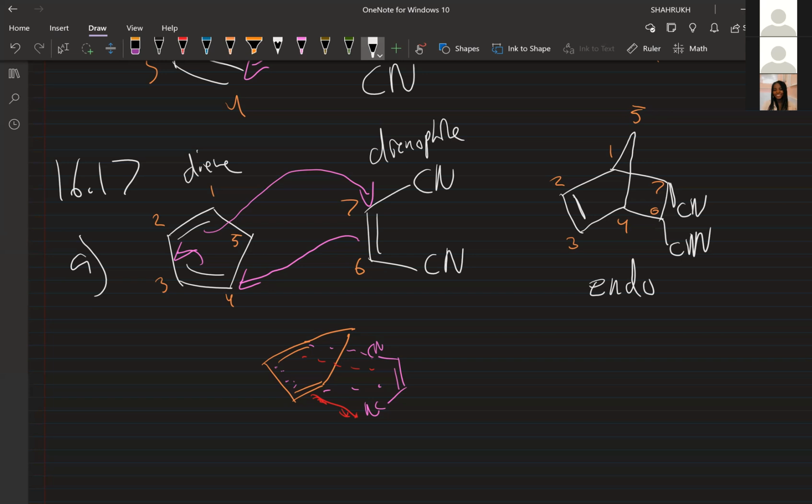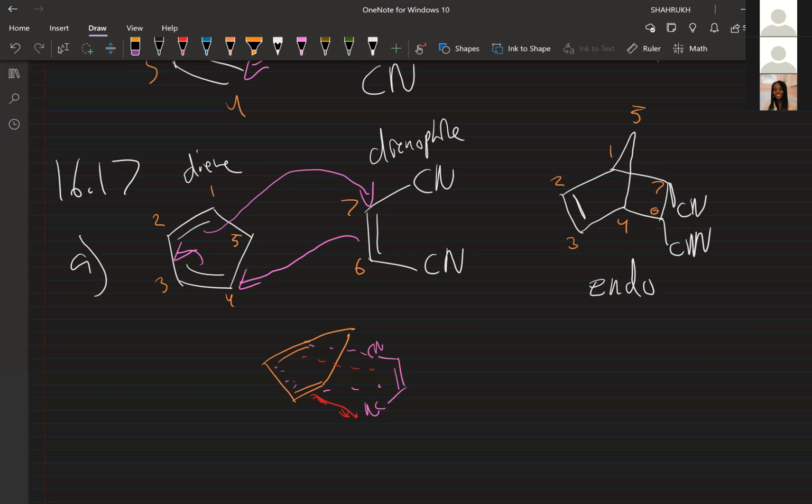So when the dienophile is trans, you can't really prefer the endo over the exo. So then you'll get a mix. One side is going to be up, one side is going to be down, and you'll have the enantiomer as well.